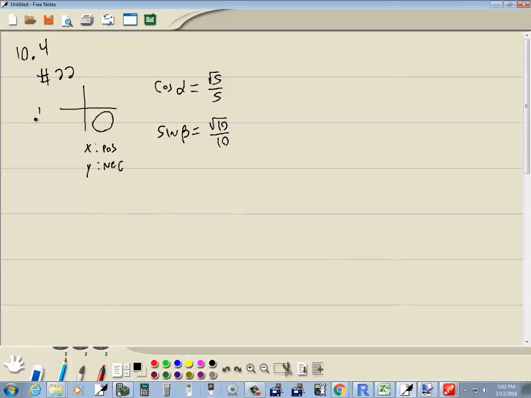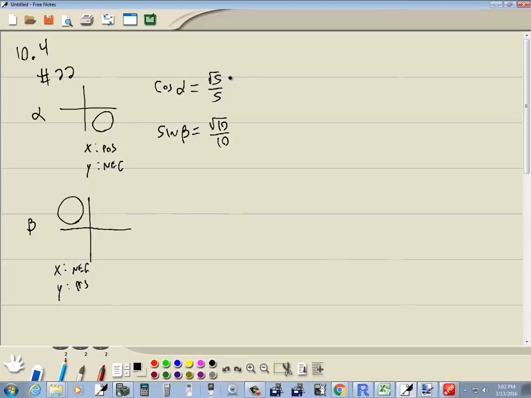This is alpha. Beta would be right here, pi over 2 and pi. So this is beta. And in this one, the x values would be negative, and the y values would be positive. Okay, first off, let's look at the alphas.